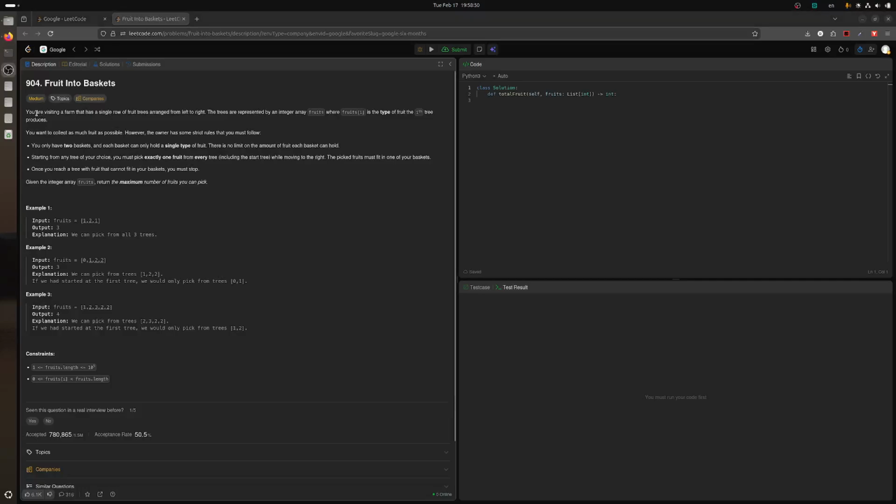Okay, so fruit into baskets. You are visiting a farm that has a single row of fruit trees left to right. Type of fruit we see on the tree. You want to collect as much, however the owner has some strict rules. You have 2 baskets and each basket can hold only a single type of fruit. So we collect 2 types and we want to collect the most fruit.